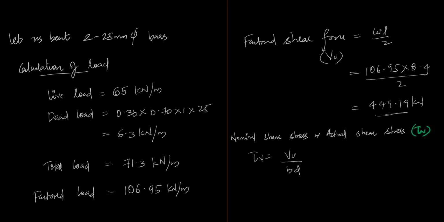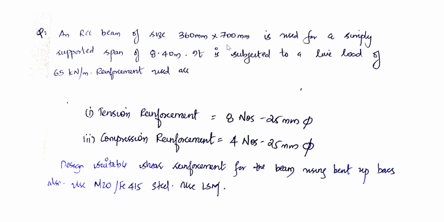τV is equal to Vu by bd, that is I will get it as 449.19 into 10 raised to 3 divided by 360 into 630. Taking this 630 because it's given, taking the value for effective cover as 70 mm. This is given 360 by 700 mm, and it is 8 numbers of 25 mm. So even if we calculate the value approximately, if you are giving a 20 mm clear cover, then another 25 mm of main reinforcement, and half of that we need to provide 12.5, that is nearly it will come 62 point something.